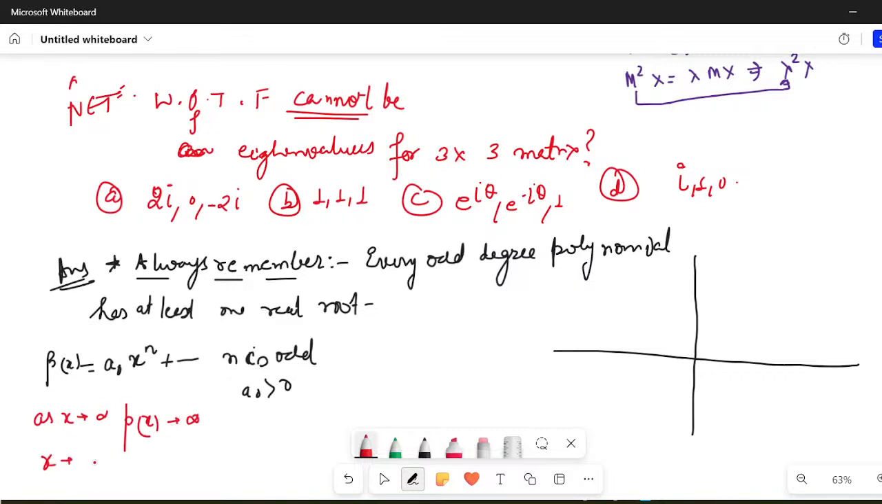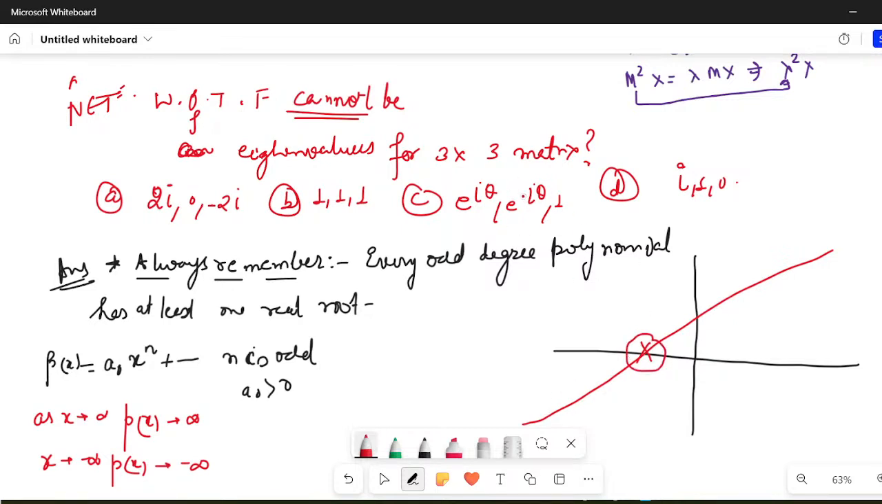And as x tends to minus infinity, where would your p(x) go? It will go towards minus infinity. So if your function, while traveling from minus infinity to plus infinity, is going from minus infinity to plus infinity, at least one real root is guaranteed. At least one real root is guaranteed.